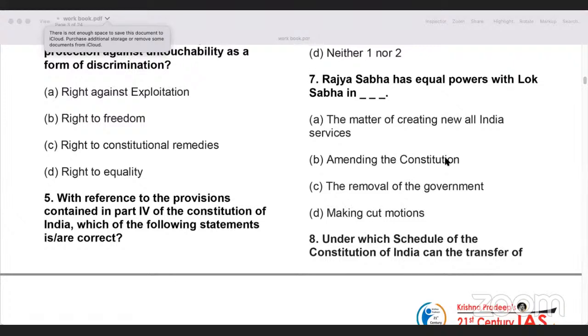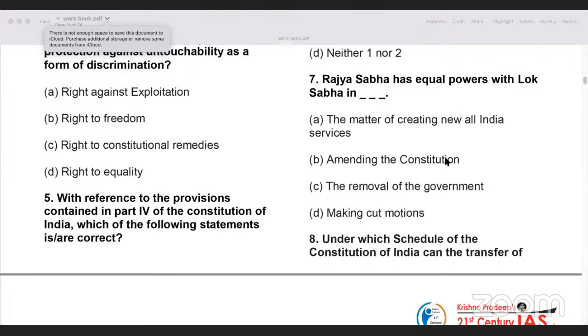In amending the Constitution also, Rajya Sabha enjoys equal power as the Lok Sabha. Because if an amendment is proposed, the Rajya Sabha can reject it. And there cannot even be a joint meeting of the Parliament to get approval for a constitutional amendment.